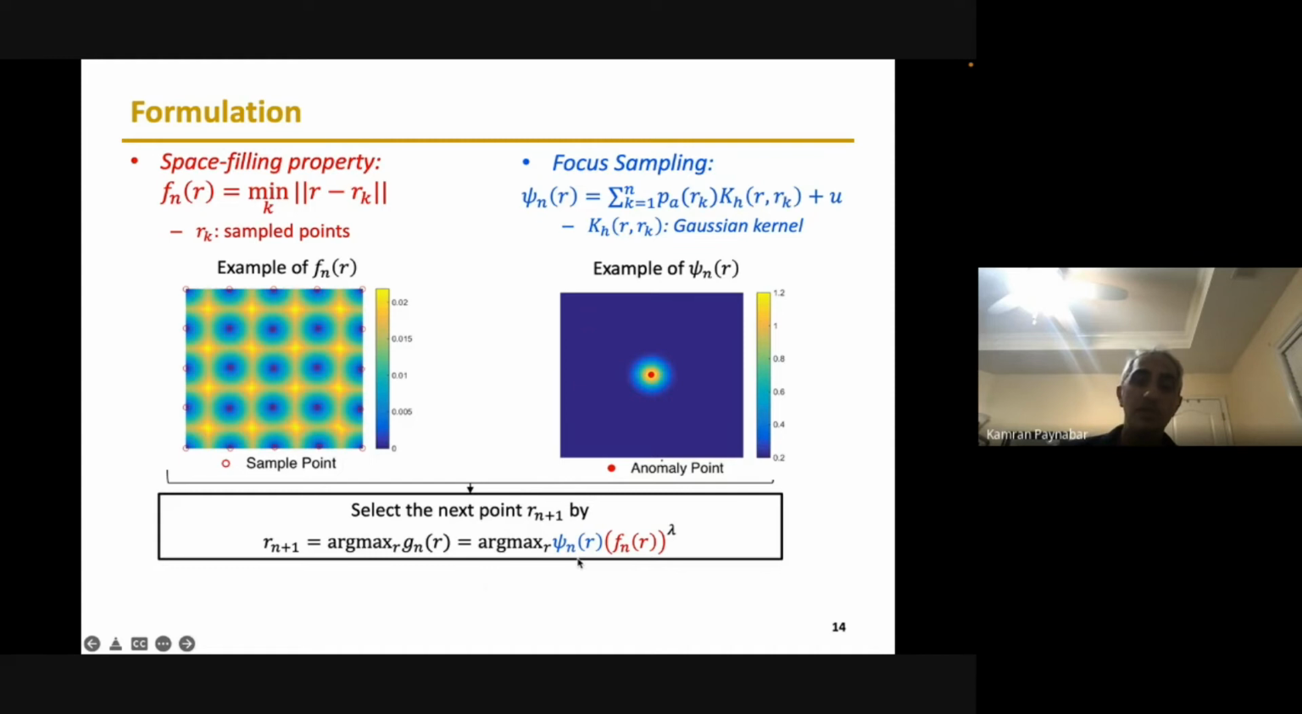Okay, so basically what we are saying is the location of the next sample is the location which maximizes these two functions together, which means that it guarantees the combination of a space filling design or exploration and the focus sampling, which means that if you have a sample, I want to have more samples around it. So these can give us the principle that we are looking for, which is exploration and exploitation and balance between these two.